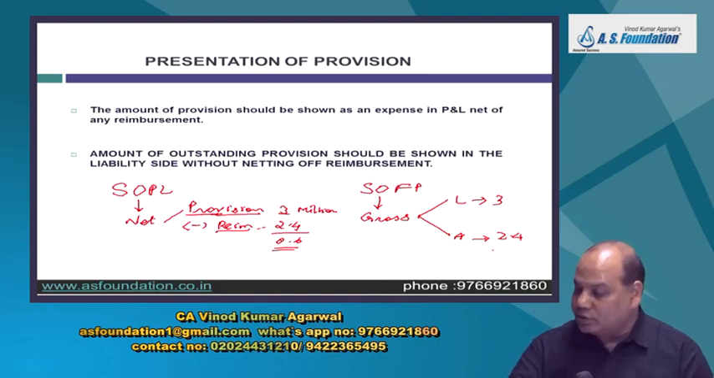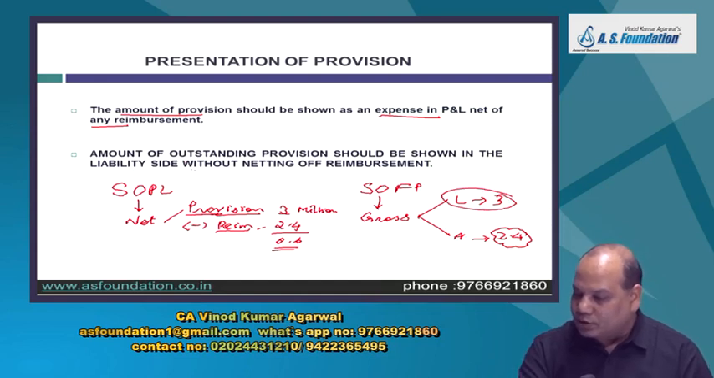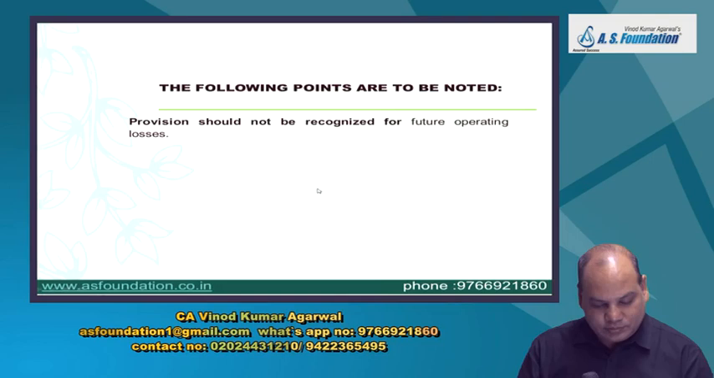And in case there is some doubt, then you can also disclose it in the notes. But that we'll discuss in the disclosure part. So the amount of provision should be shown as expense net of reimbursement. The amount of outstanding provision should be shown on the liability side without netting of reimbursement. Following points are to be noted.